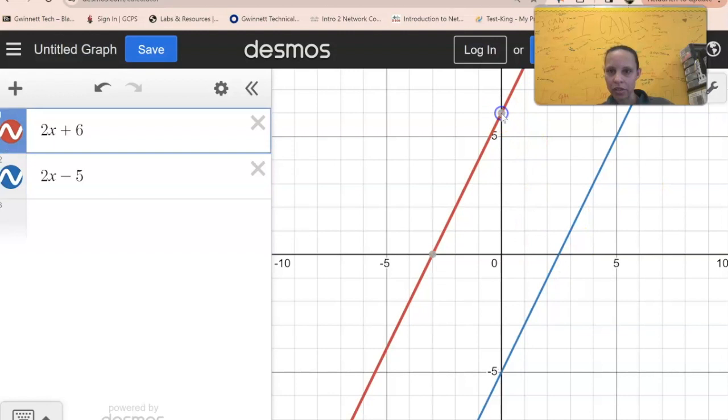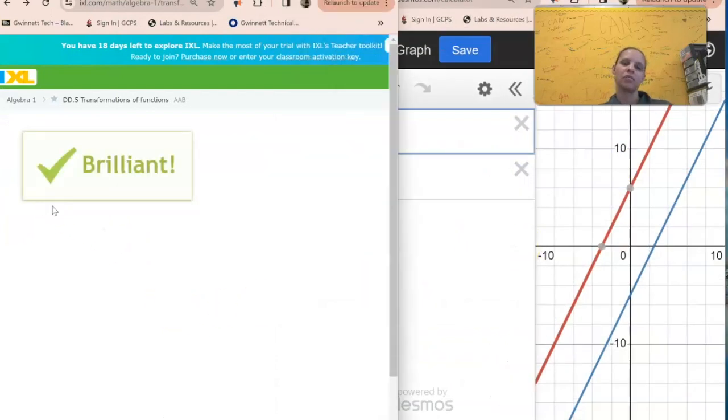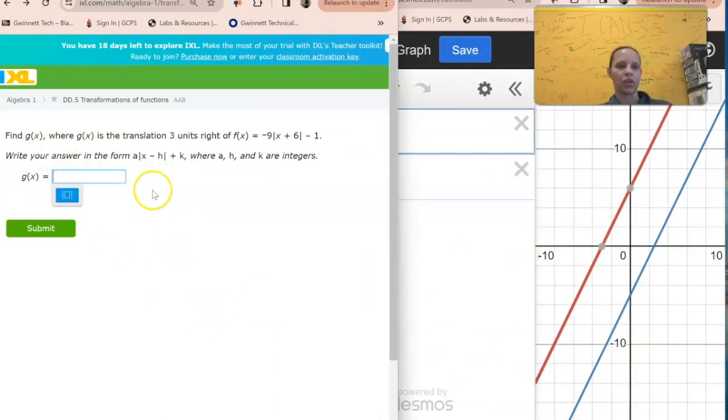All right, pick a point. This is a nice point, right? 0, 6, yep. And we're just going to move this point 11 down. So if it's 6, 6 to 0, plus another 5, that worked. So I just double checked to make sure I was right. I think that's the best thing you can do with a calculator. This one, you do have to know the rules.